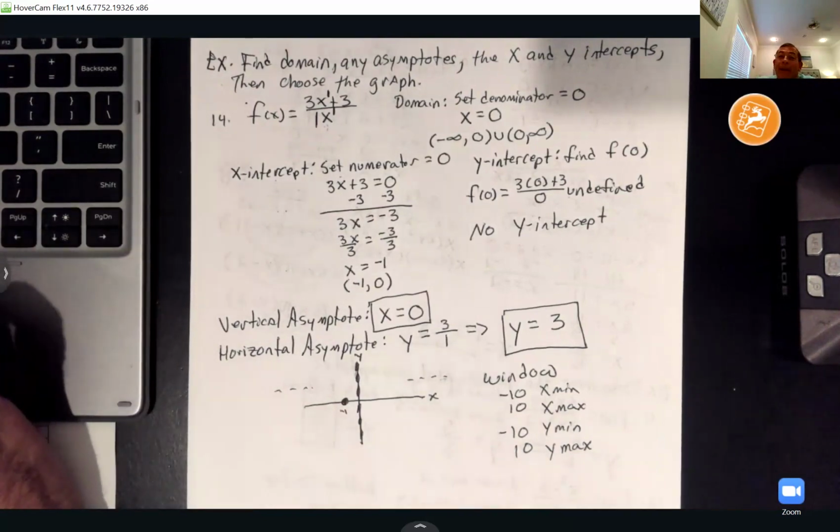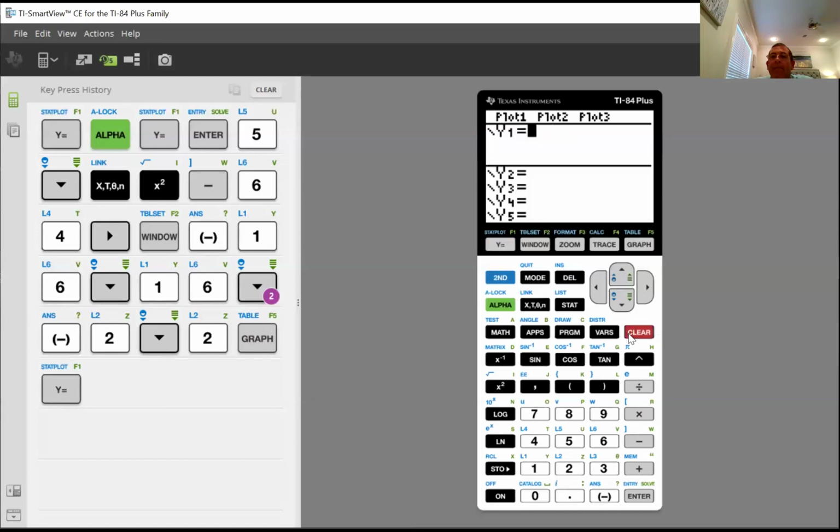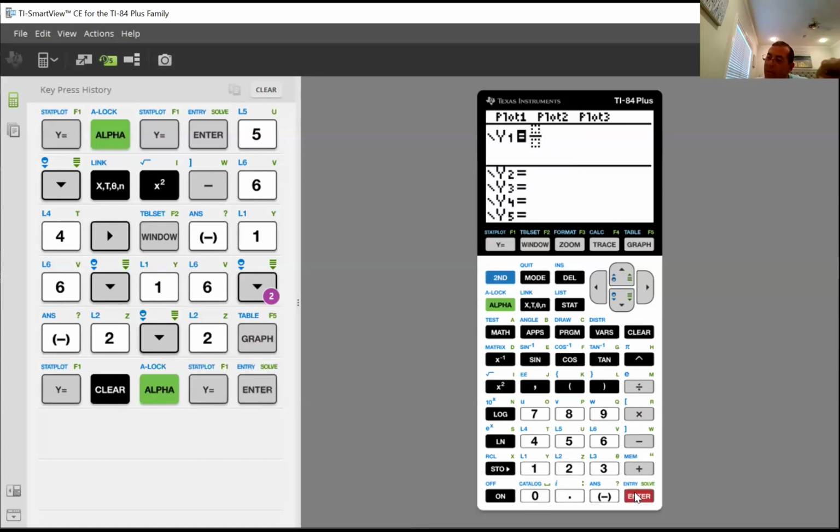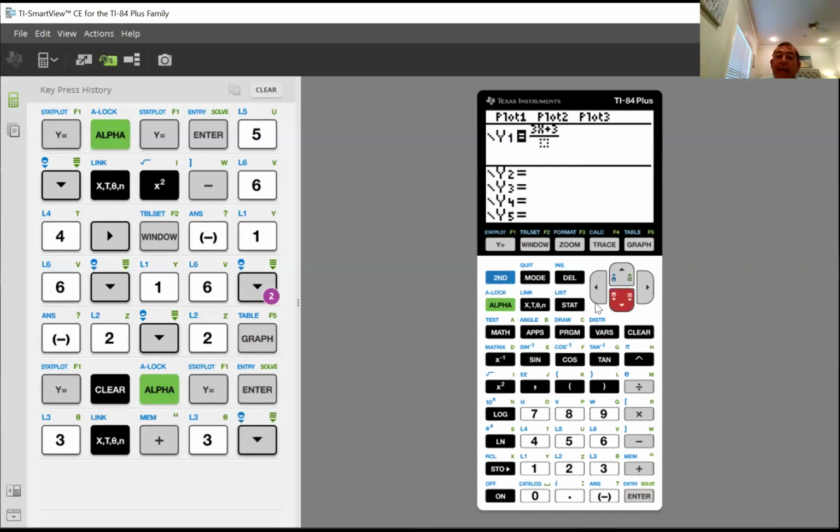But let's see if it is. So let's go graph that, the easiest way to look. Go to y equals. I'm going to clear that out. I'm going to hit alpha, the green button, and my y equals to get my fraction again. N/D, enter. And on top of this one was 3x plus 3. On bottom was just the x.